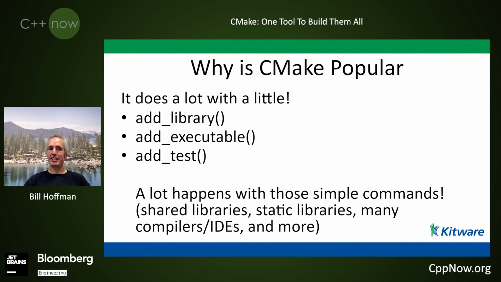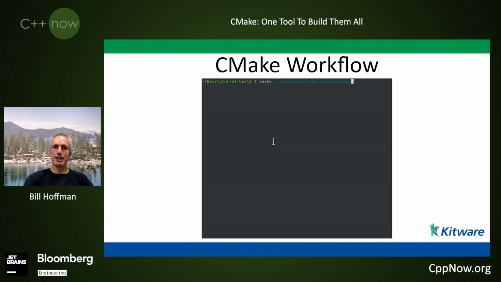But behind this add_library is the ability to create shared libraries on Windows, Mac, XCOFF systems, AIX systems, very obscure systems, anything from your cell phone to a supercomputer. There's a lot packed behind that small little command. Add_executable. We've got to create our final executable that we want to run. And then these can work across many platforms. Add_test. We've got a whole testing thing. So a lot happens with these simple commands. Shared libraries, static libraries, many compilers, IDEs, lots of interesting things. I think this is really the reason CMake has gained popularity.